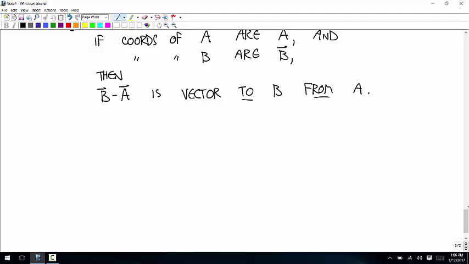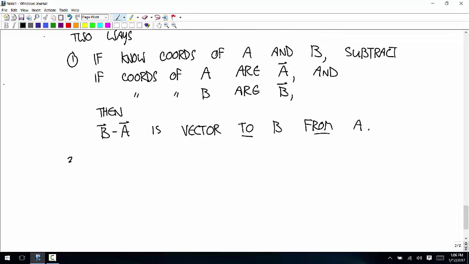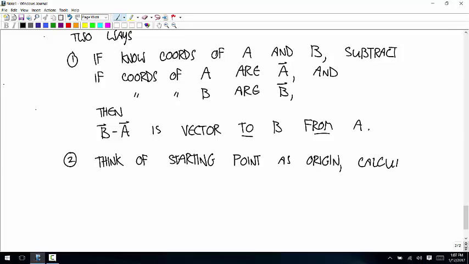The other way you can think about this, which is going to be more useful in this class because usually you're not going to be given coordinates of these points, is to think of the starting point as the origin and just calculate the coordinates of the destination point.